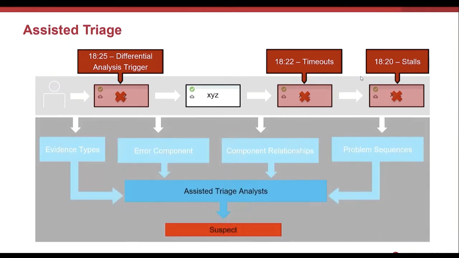We collect all the evidence types: the error components, in this case we have three, the relationship between the components, and the sequence of the problem, that means what occurred first, second, and third. All of this data is analyzed by the Assisted Triage analyst, and the suspect is identified, the root cause of the problem.